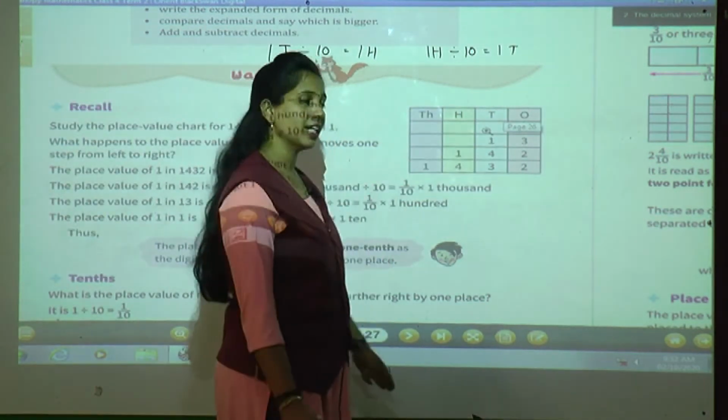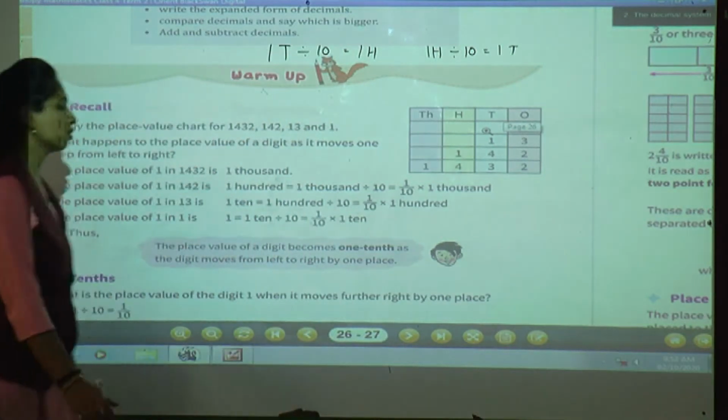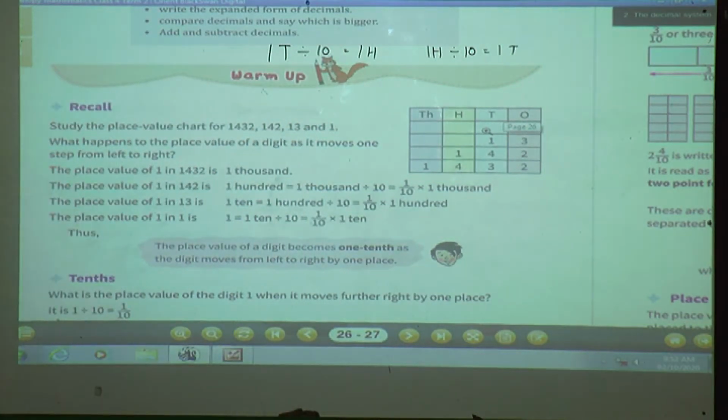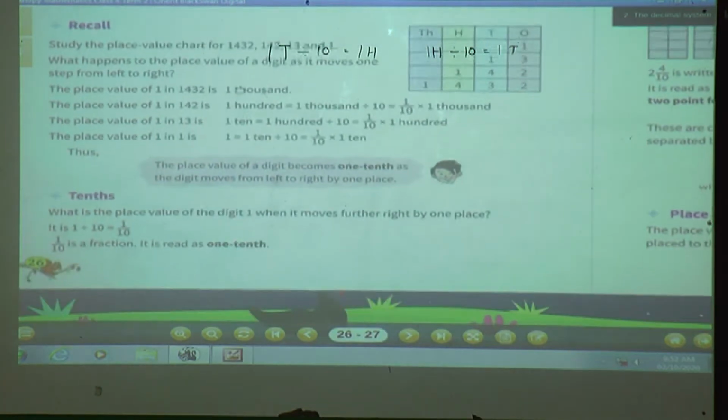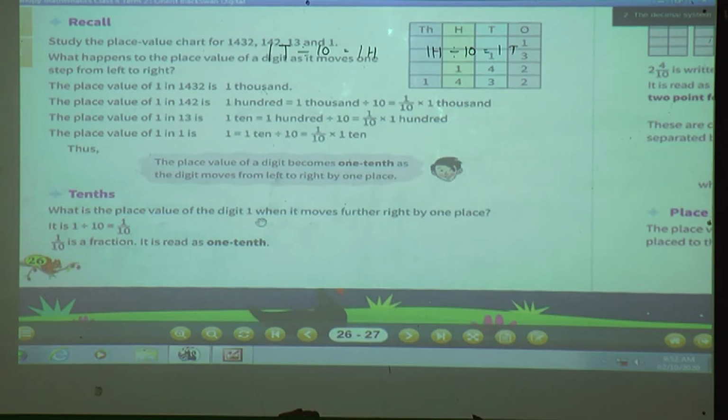What are we doing? We are dividing, isn't it? So it becomes 1/10. Clear till here? Are you getting what I am trying to tell you? Now, what is meant by tenths? Now we will see here. What is the place value of digit 1 when it moves further right by one place?